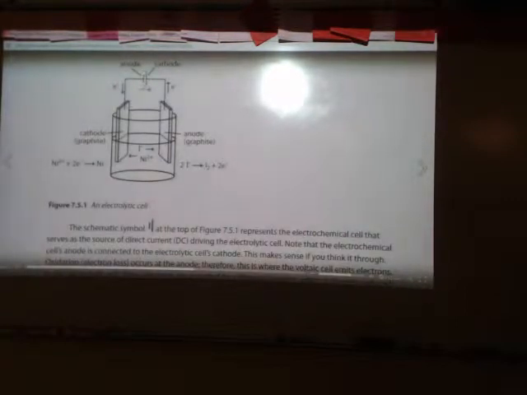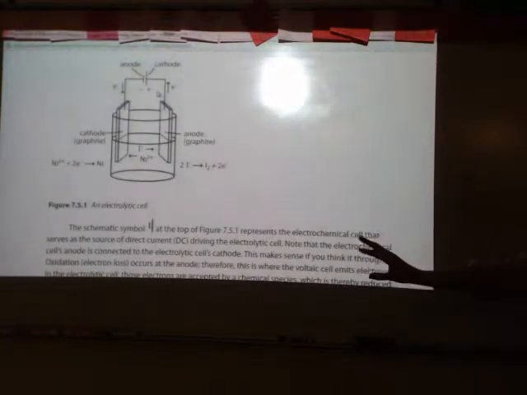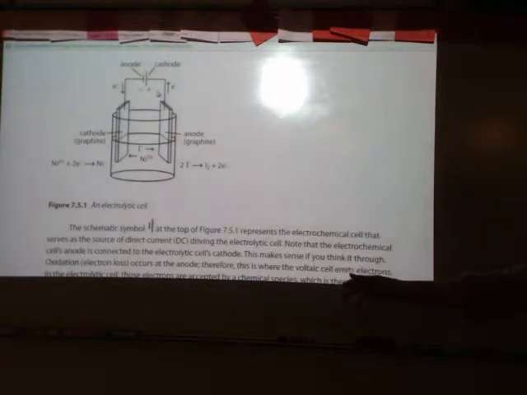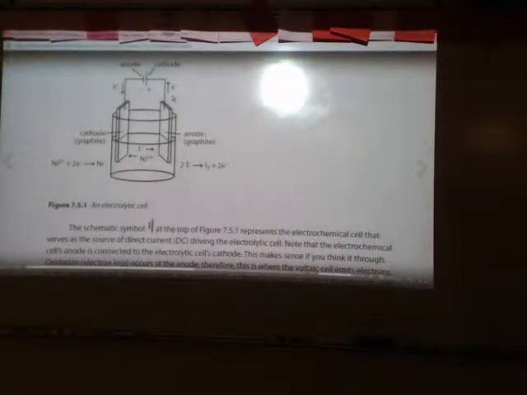This symbol represents a cell that has a direct current, because we have to have electricity driving an electrolytic cell because we have a non-spontaneous redox reaction inside of it. So it needs electricity to get it to go. And we have the negative and the positive denoted on this symbol here. And this is showing you where the anode and the cathode are. And then we have the electrons flowing. And then we have our freely moving ions in the solution. The cation is attracted to the cathode. The anion is attracted to the anode. Okay?